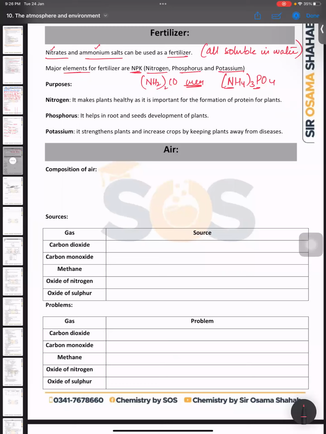Suppose many of the time you use ammonium sulfate as well. This is also a very useful fertilizer. In this we have nitrogen content, right? In the exam they multiple times ask for the percentage of nitrogen, so you need to find out this as well.